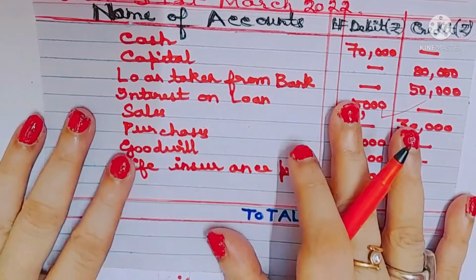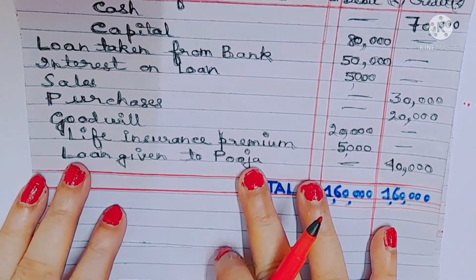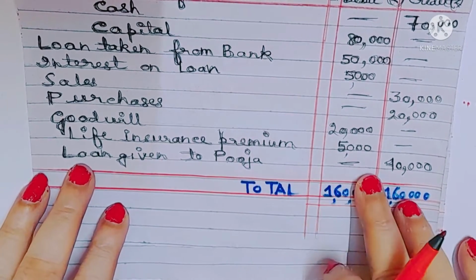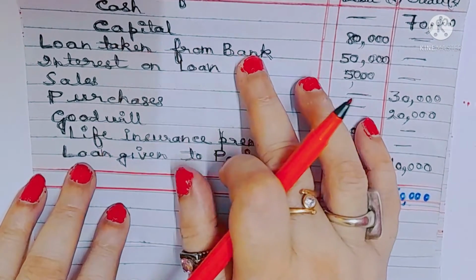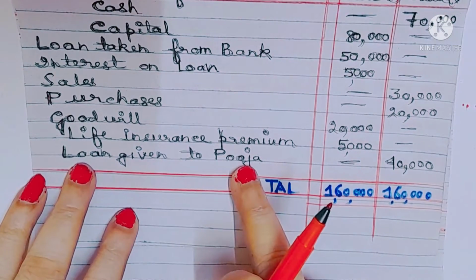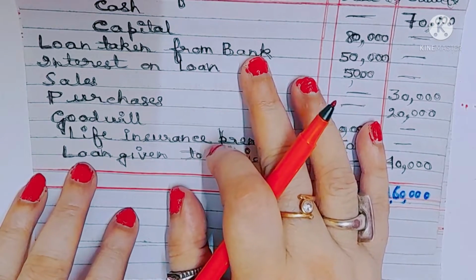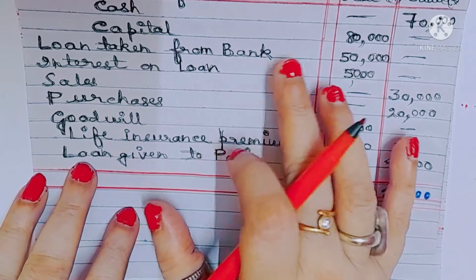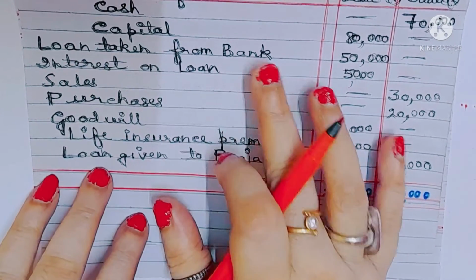So let's see the last account. Loan given to Pooja. Loan given to Pooja is a debit balance and the content has written wrongly in the credit column. See the difference. Loan taken from bank is a credit balance and loan given to Pooja is a debit balance. Why? Loan taken from bank also falls under personal account. Here, bank is the giver of the benefit. So, loan taken from bank will be credited.